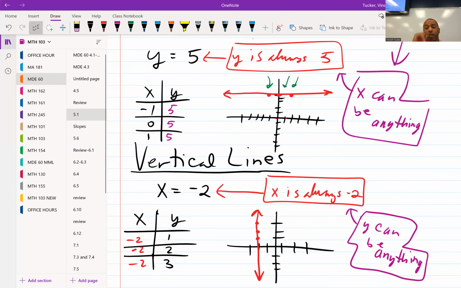And vertical lines work the same way, except you have x equal to a number. In this case, we have x equal to negative 2. So this means x is always going to be negative 2, and y can be anything. That's reflected right here in my XY chart. I have negative 2 for x, and for y, I call it 1, 2, 3. If you were to graph that, you go to the left 2, up 1, to the left 2, up 2, and then to the left 2, up 3. That gives us a vertical line at negative 2.